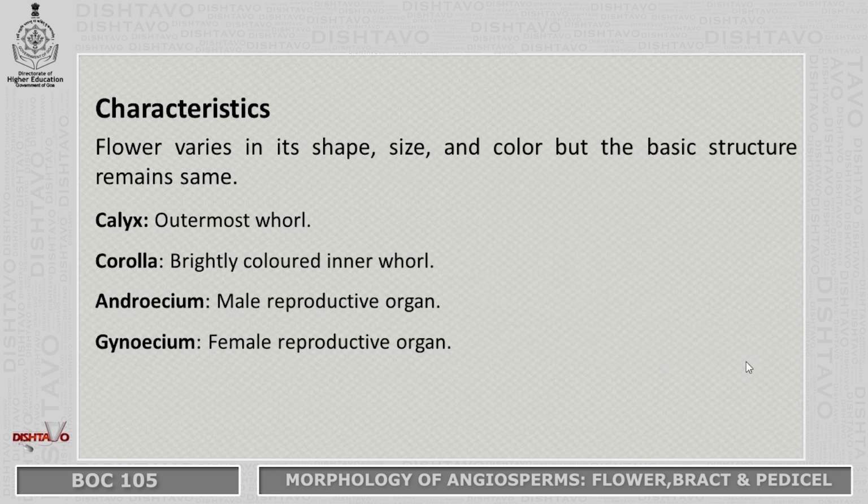When it comes to characteristics of flower, flower varies in its shape, size and color, but the basic structure of flower remains the same. That is, flower comprises of calyx. Calyx is the outermost whorl, and in most flowers it is green in color and rarely it is colored to attract the pollinators, wherein it is referred to as petaloid.